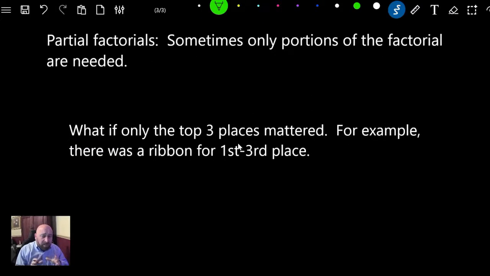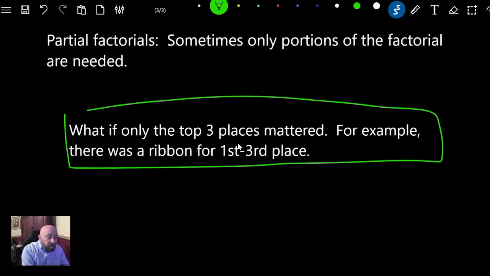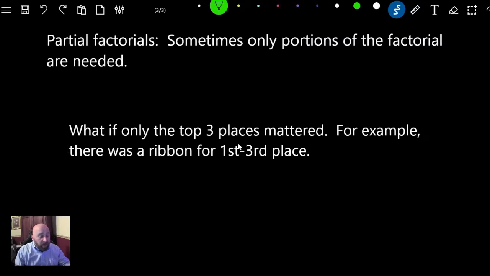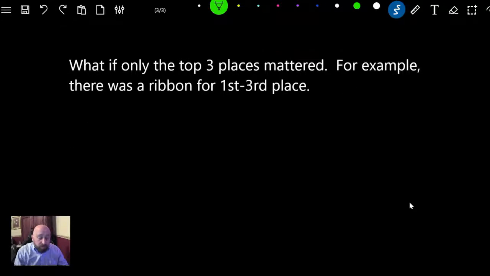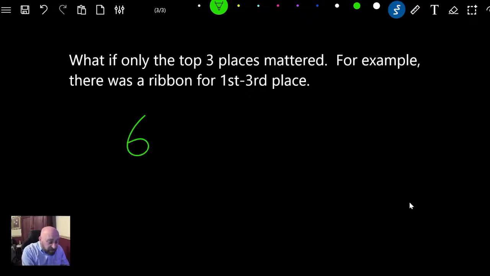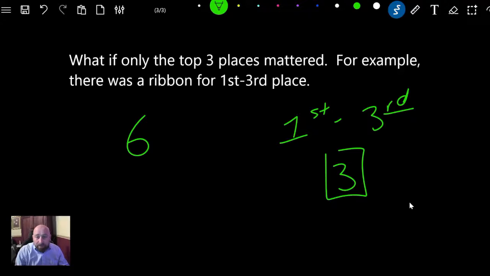Now, sometimes we don't need all of the numbers, because look at this case. What if only the top 3 places mattered? So this is our race again. We have 6 people racing, but the only thing that matters is first through third place. So there are only 3 places that matter, but we have 6 people racing. So we really have 2 different things going on here.